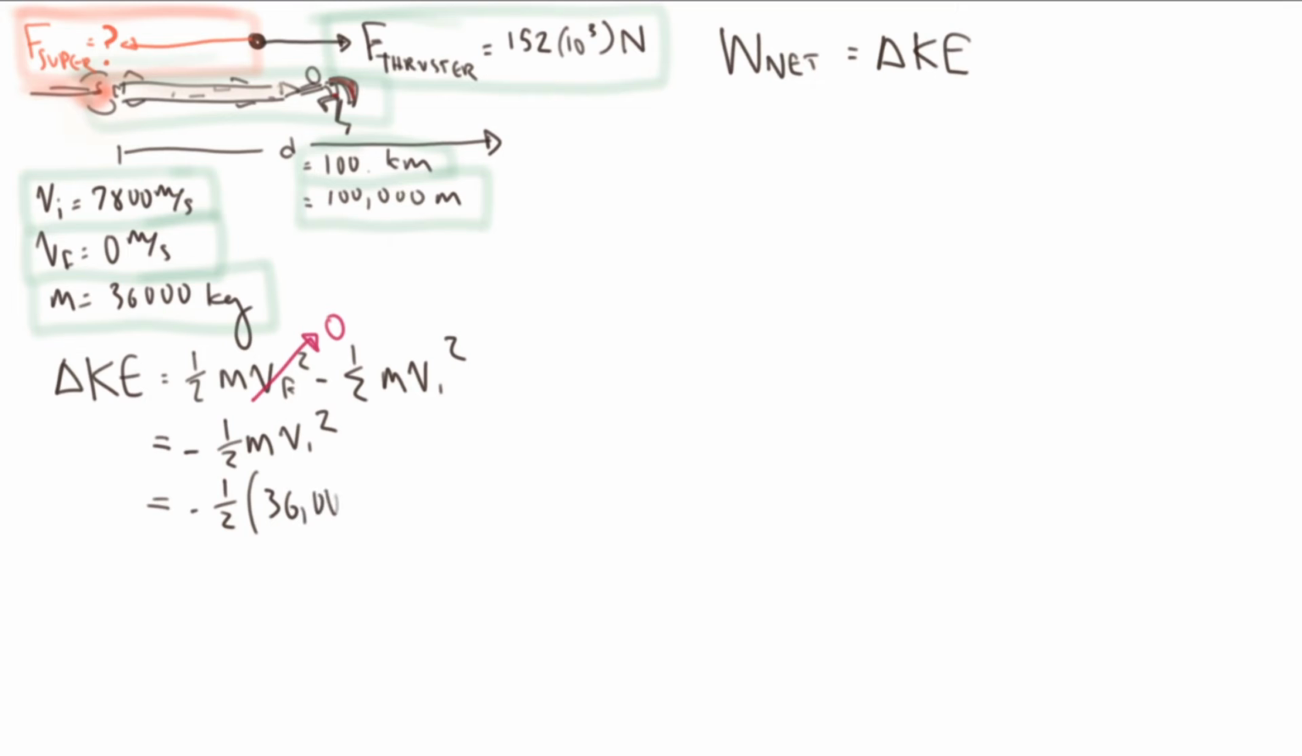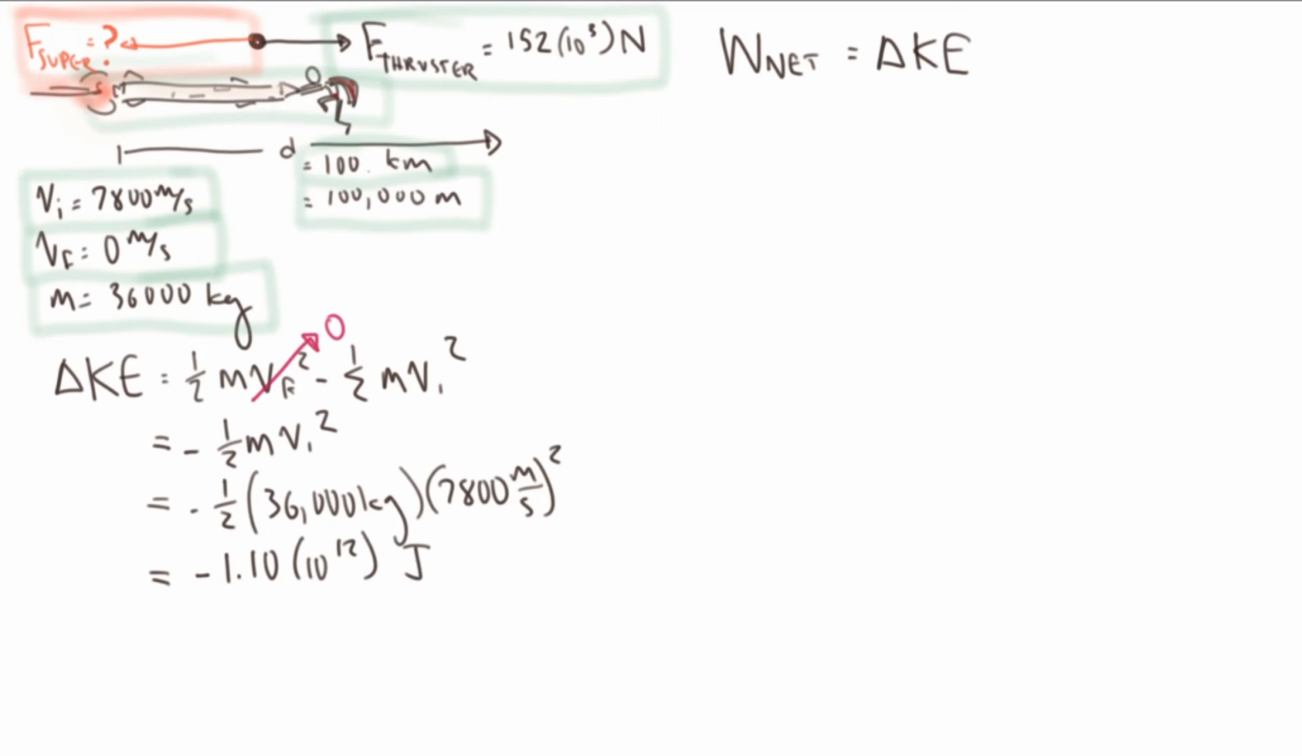We've got 36,000 kilograms, 7,800 meters per second, that quantity squared. And when you work out the math, we're going to get negative 1.10 times 10 to the 12th. Kilogram meter squared per second squared ends up giving you a value of joules. So that's the total amount of energy that we need to remove from the rocket. That goes on the right side of the problem.